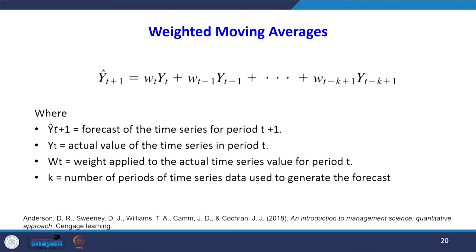So, the formula, where we are giving different weights, for the weighted moving average is y hat t plus 1 equal to Wt, that is the weight for Yt, the actual value, plus Wt minus 1 times Yt minus 1, and so on up to the last value. Here the sum of the weights should be 1.